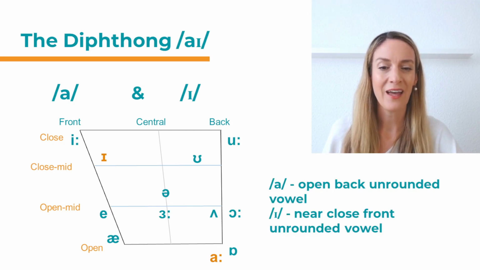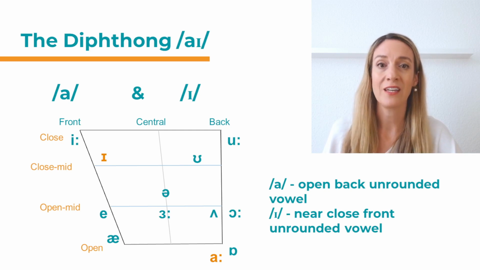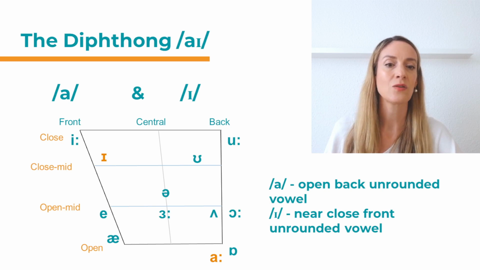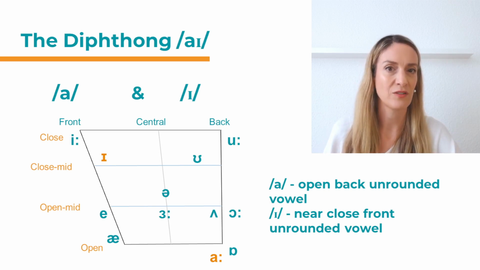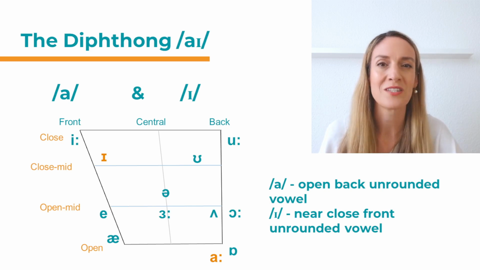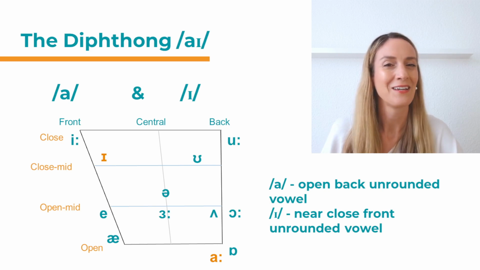We have /ɑ/ at the bottom, and that is also called an open back unrounded vowel sound. And then we have /ɪ/ a little bit further up to the left, and /ɪ/ is also called a near-close front unrounded vowel sound. Now that is only important for those of you who are studying English phonology. If you're just learning English to improve your pronunciation, you can forget about those words again.